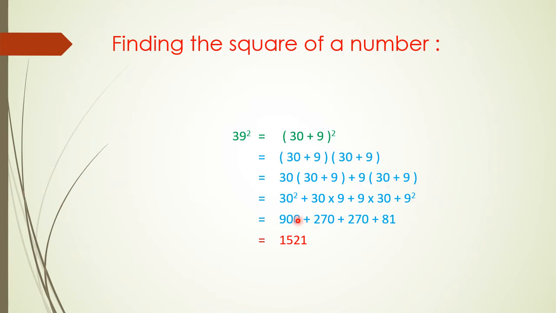Okay children, and 30 square you know it is 900. 30 into 9 is 270, then we have to add, and 9 into 30 is 270, and 9 square you know is 81. Adding all these numbers, we get 1521. Okay children.